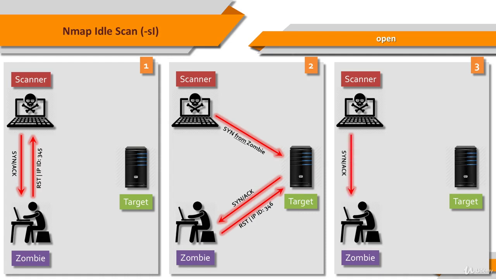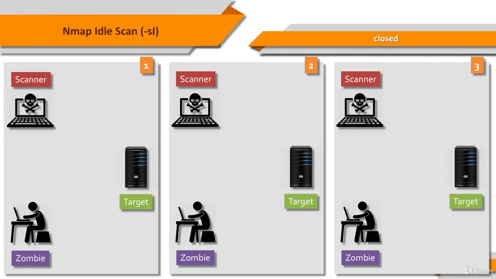The attacker sends a SYN/ACK to the zombie again. The RST packet of the zombie has an IP ID which is increased by 2 since the first step, so the port is open. Now let's see what happens in an idle scan if the target port is closed.